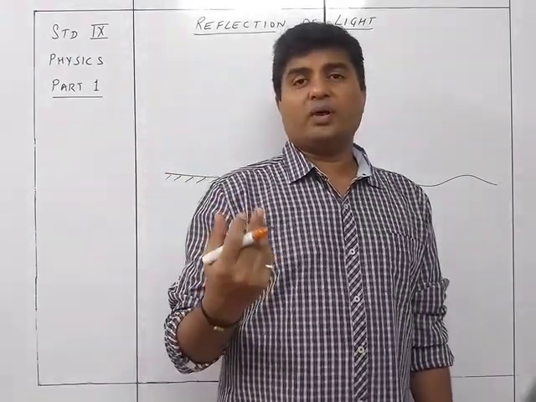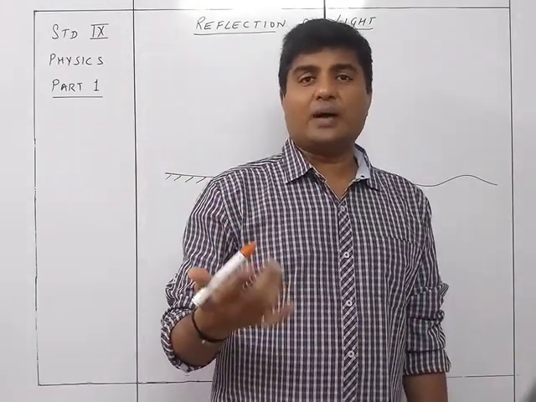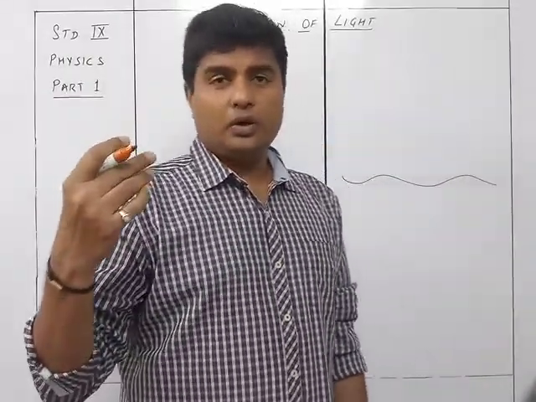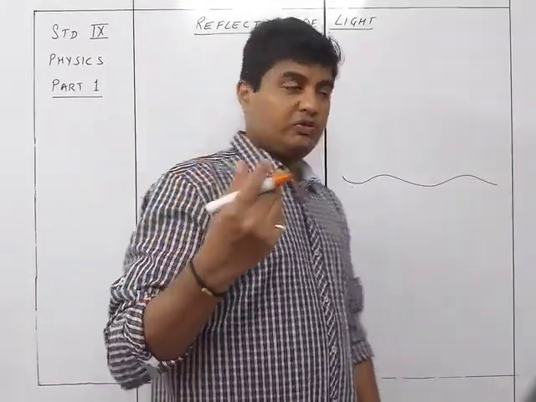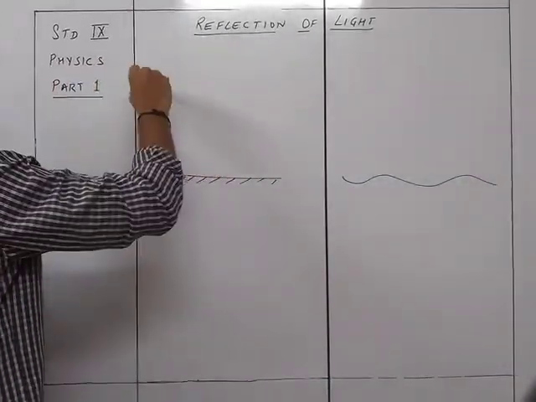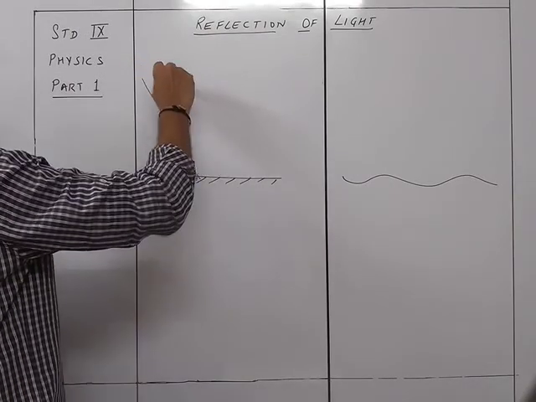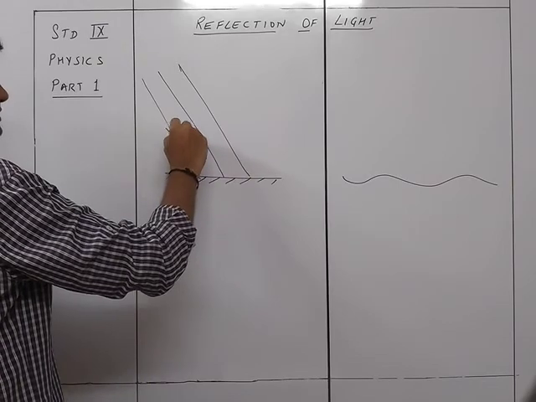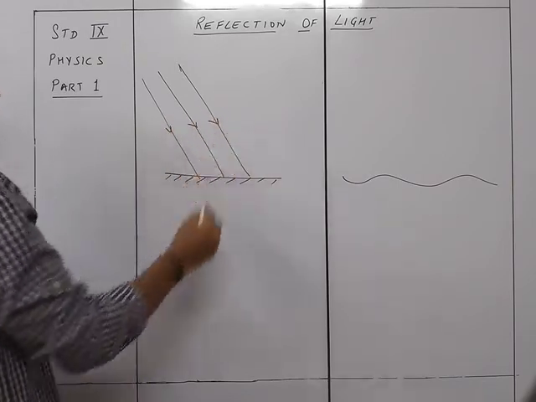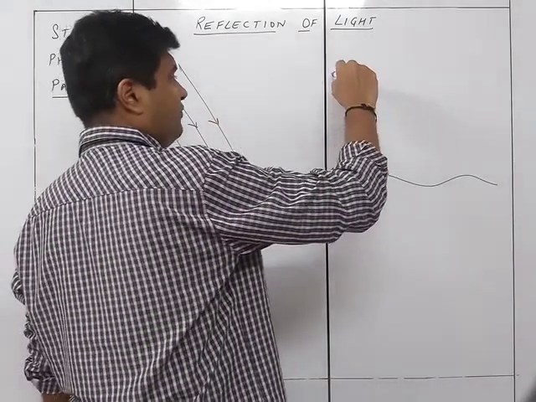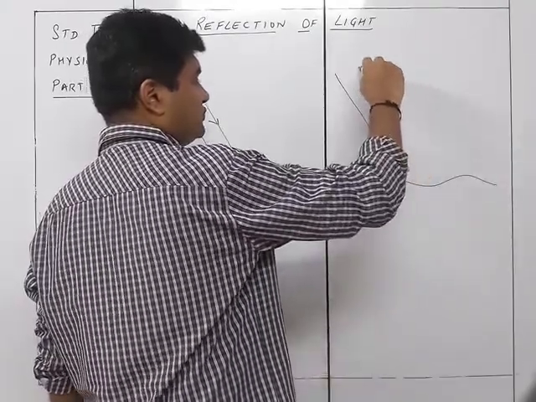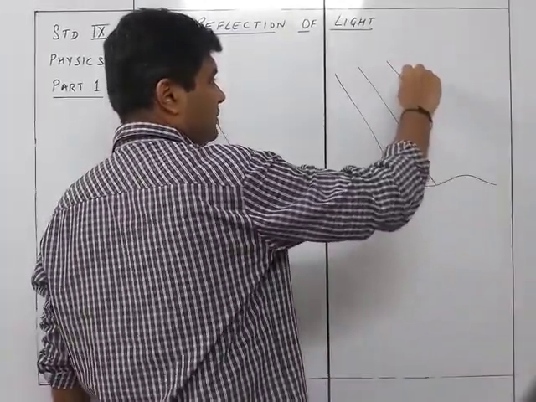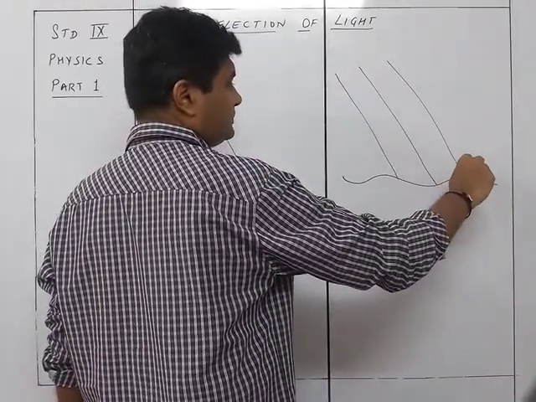So that's why we will always consider that the rays of light coming from a luminous object are parallel to each other. So these are the rays of light which are parallel to each other, falling on this particular substance, which is the plane mirror. Similarly, there is a ray of light coming over here, falling on this surface, which is also parallel to the others.